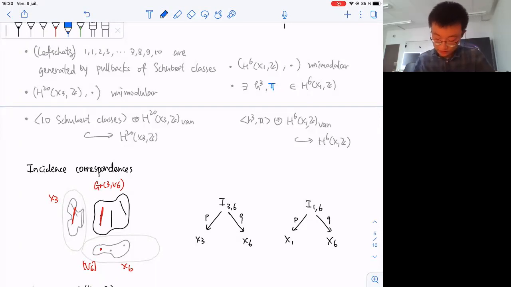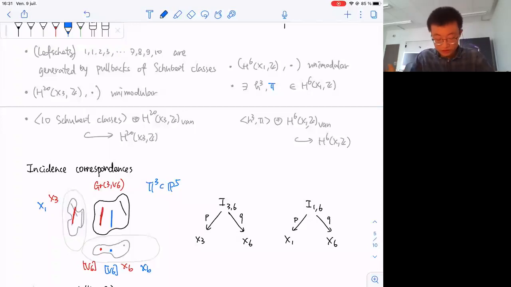Now, if you look at the second case, here if I pretend that this variety is X1, this is X6, and again I take a point here, this is the 6-dimensional vector space. So the fiber here should be the set of V1 contained in V6, so it should be a 5-dimensional vector space. But this 5-dimensional vector space is not contained in X1, so I have to intersect it with X1, and I get a 3-dimensional subvariety.